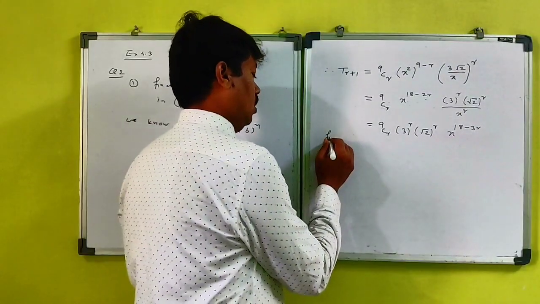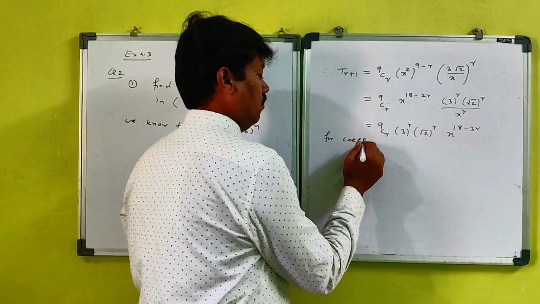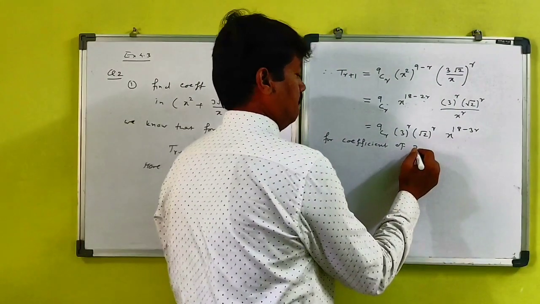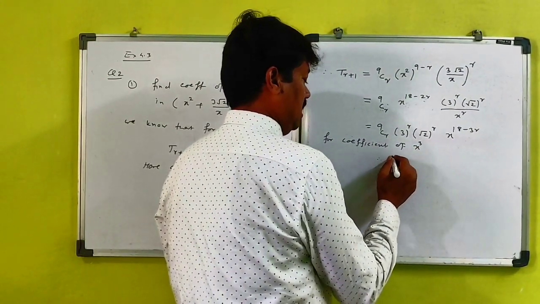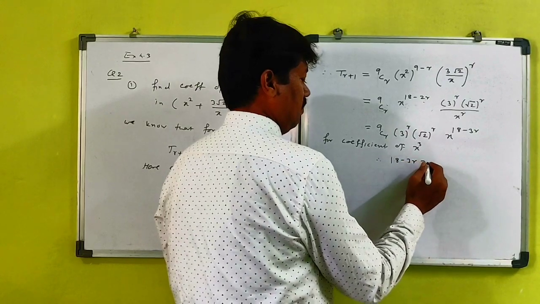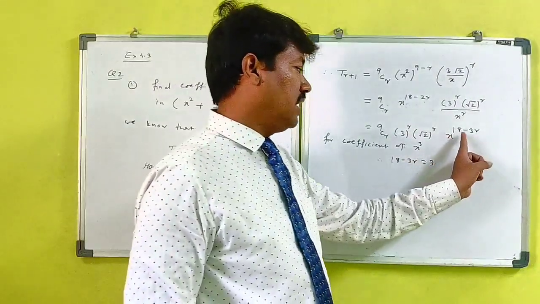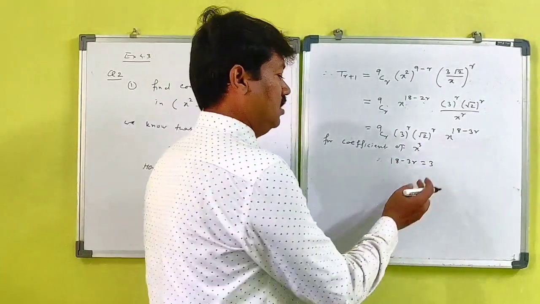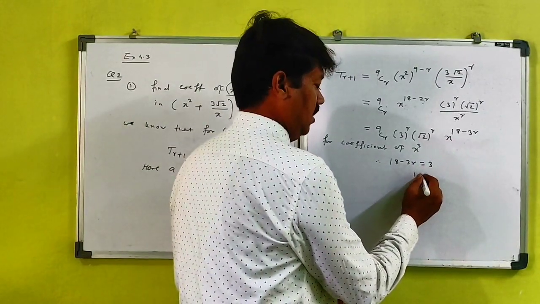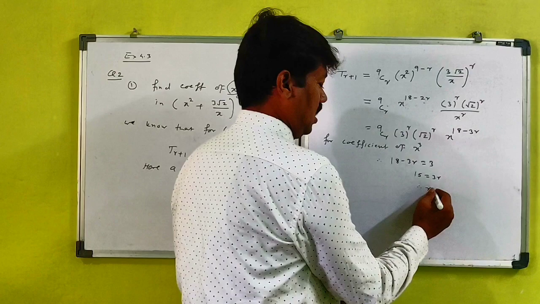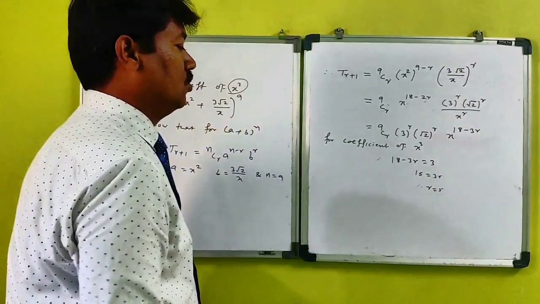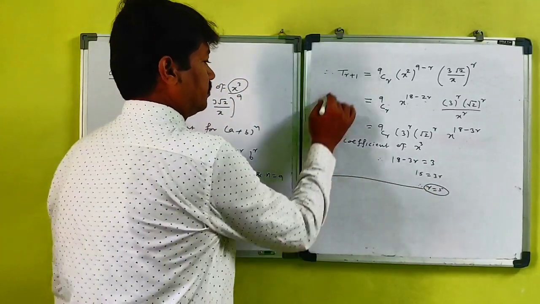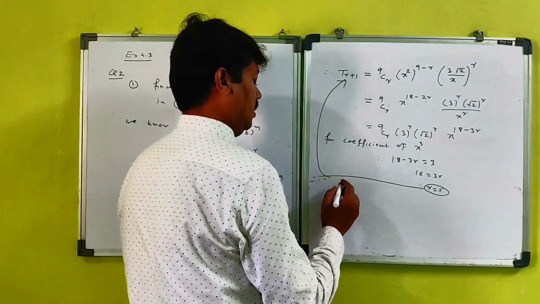So for the coefficient of x raised to 3, you equate 18 minus 3r with 3, because the power of x here is 18 minus 3r, and you have to find the coefficient of x raised to 3. So equate with this. This 3 will come here, so that becomes 15 equals 3r. That will give you r equal to 5.